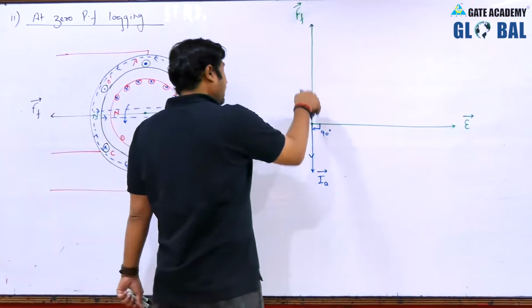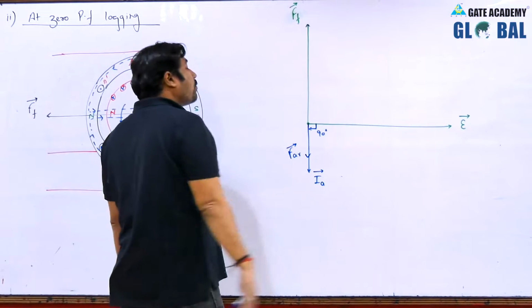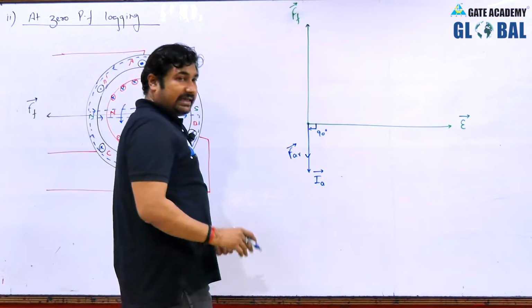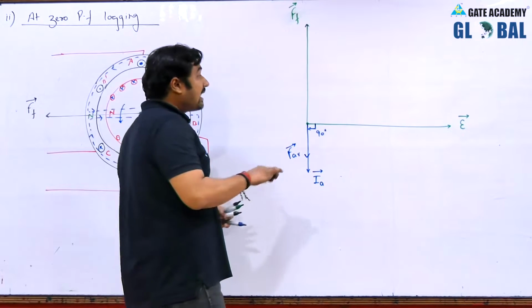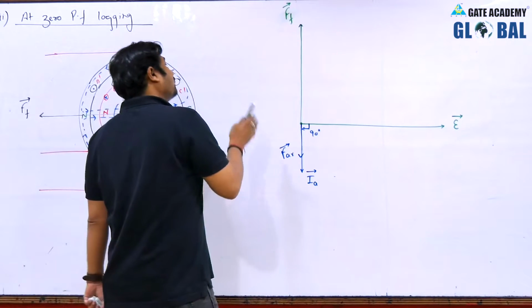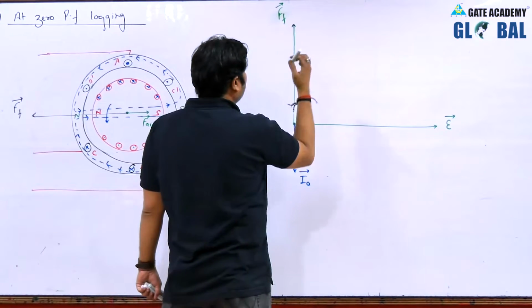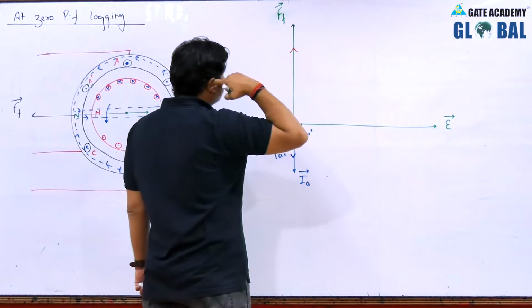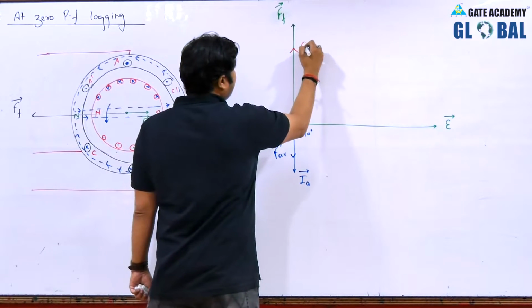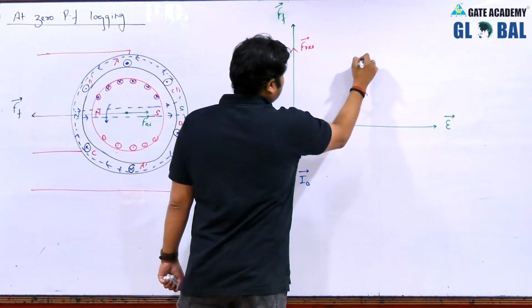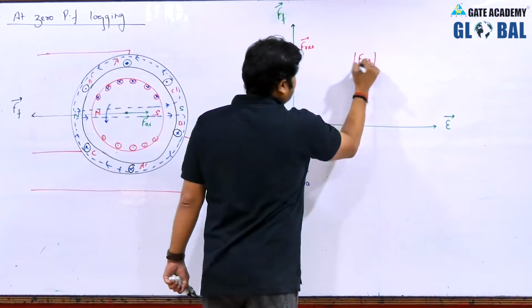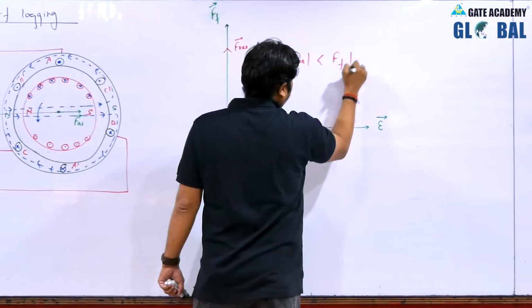Now you can say, sir, FAR and FFR seem to be oppositely directed. So armature reaction has a directly demagnetizing effect in the case of a zero power factor lagging load connected across the terminals of the alternator, and the resultant field will become this. So you can say the resultant field is lower in magnitude than the applied field.